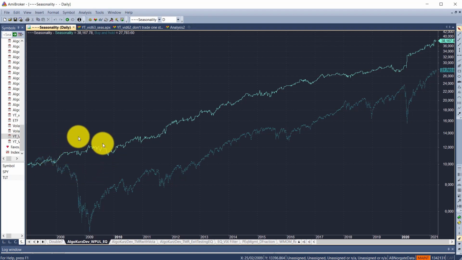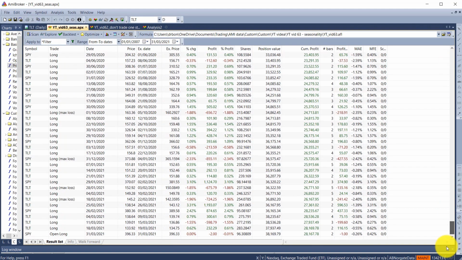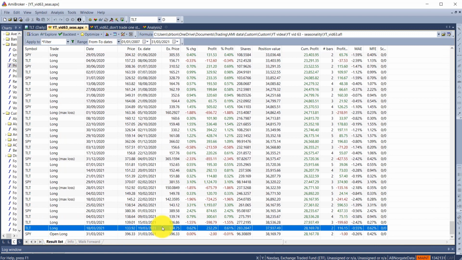Let's have a look at both TLT and SPY example trades. Let's look at the most recent trade in TLT first, so the treasuries.